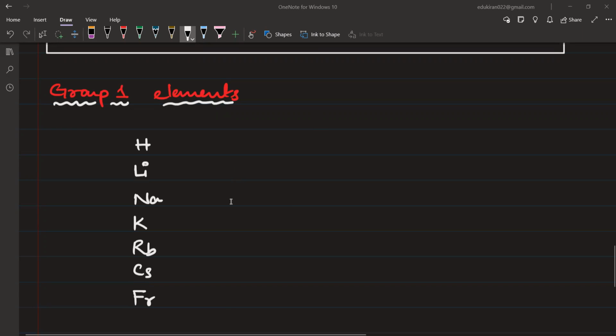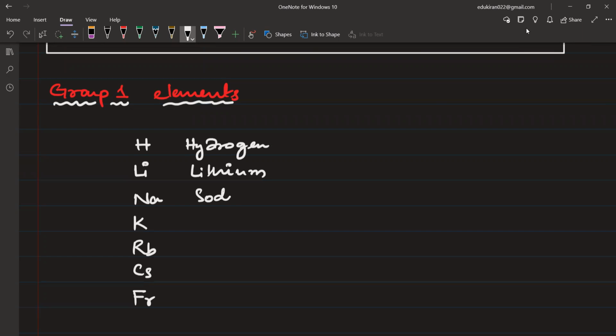So we can write the names also. Please write everything, okay? You don't have to refer to the periodic table. Once this chapter is done, you have to refer to the notes of this chapter to get the idea about any element, where it is present and where it is not present. So hydrogen. This is lithium. This is sodium. This is potassium. This is rubidium.